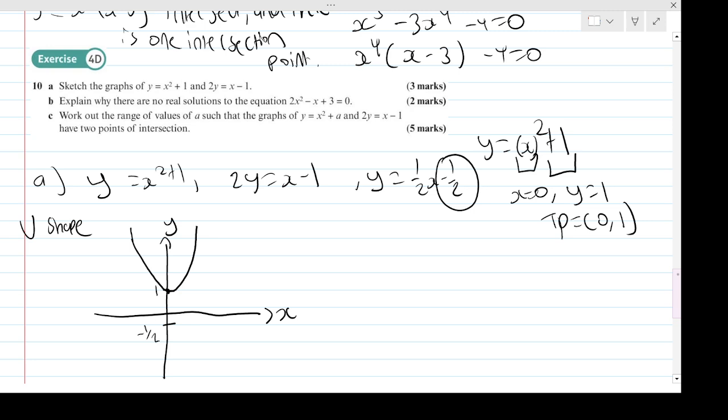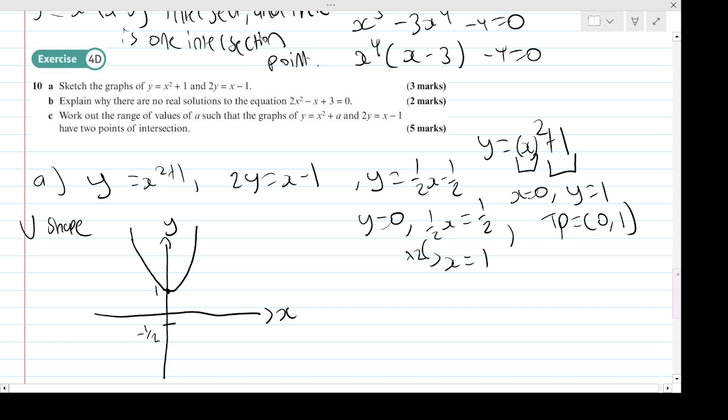Okay, but then I need another point. Well, let's find where it is on the x-axis. When it crosses the x-axis, that's the root, which is when y is 0. So if y is 0, then a half x is equal to a half, right? If I rearrange this equation and times by 2 to both sides, half times 2 is just 2 over 2, which is 1. So actually it crosses the x-axis at 1. So therefore I've got 2 points.